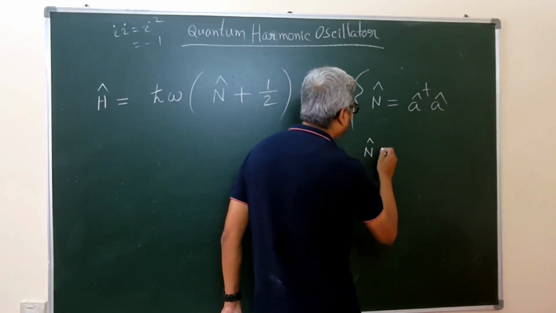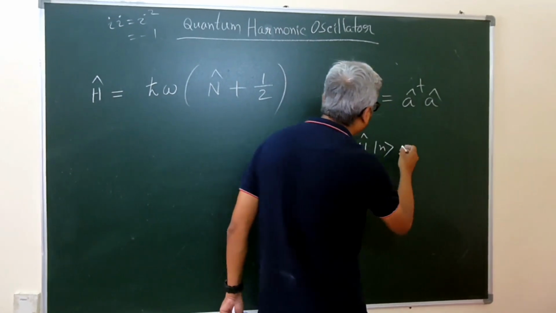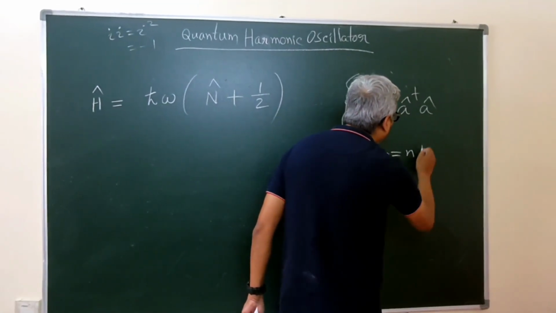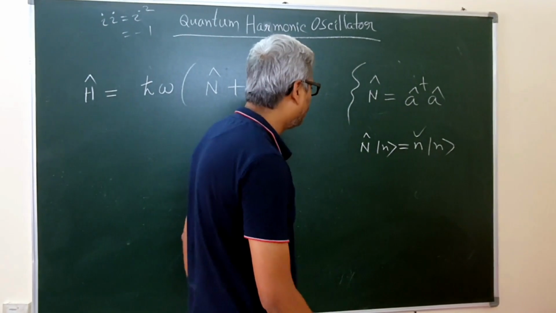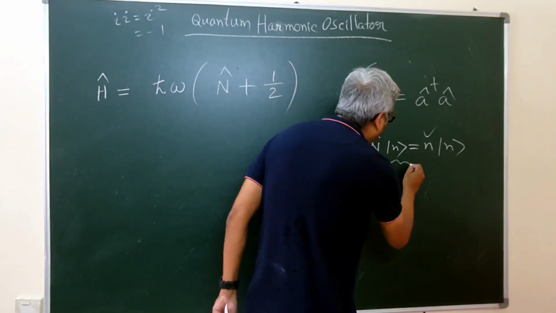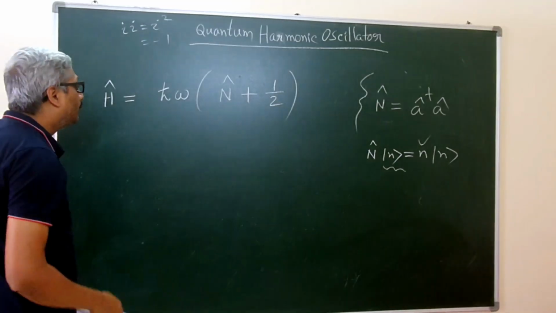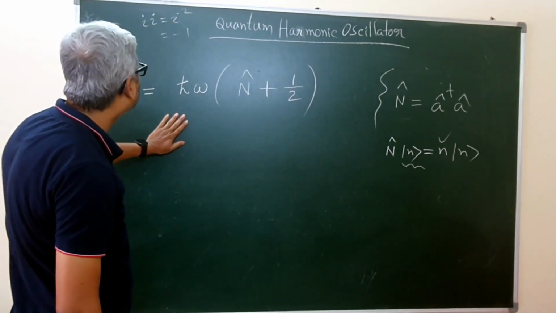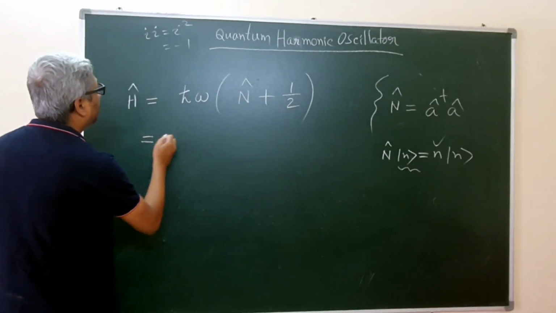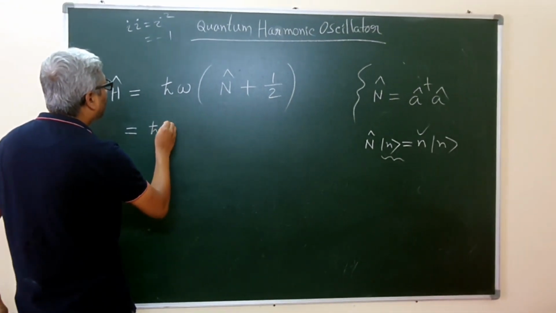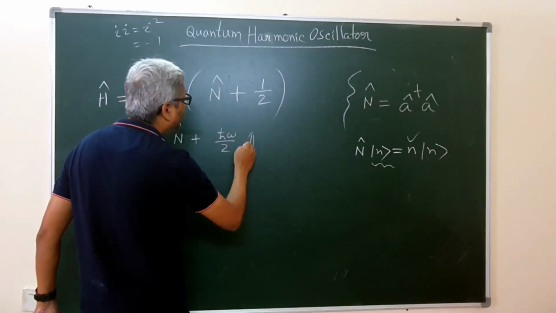The number operator acting on the ket n, which are the eigenstates of the number operator, gives us n times the ket n. So these are the eigenvalues, small n, and this is the eigenstate. This is the eigenvalue equation for the number operator. Now let us come back to the Hamiltonian for the harmonic oscillator, expressed in terms of the number operator. So this Hamiltonian is equal to h bar omega n plus h bar omega by 2. There is an identity operator over here.